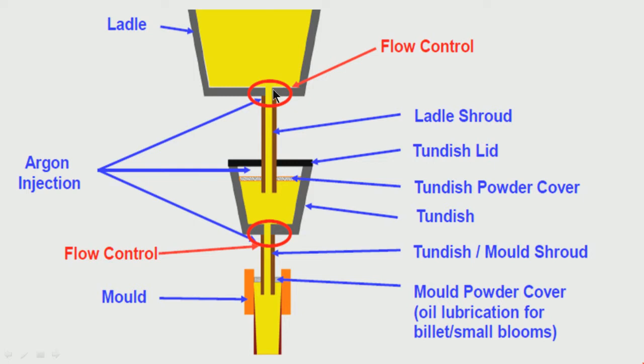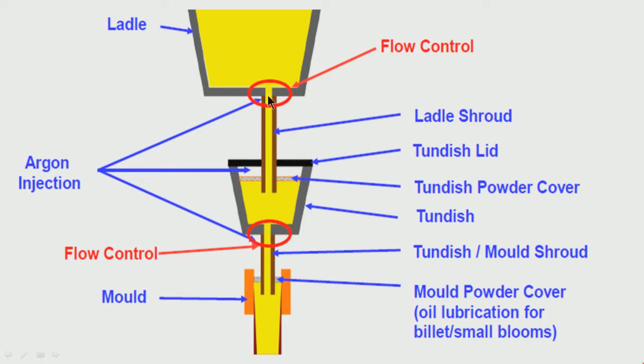First the refractory shroud as well as argon flow. How much argon will be flown? These issues I will be discussing. This will show to what extent argon has to be flown, to what extent oxygen reoxidation can be controlled, re-nitrogenation can be controlled.